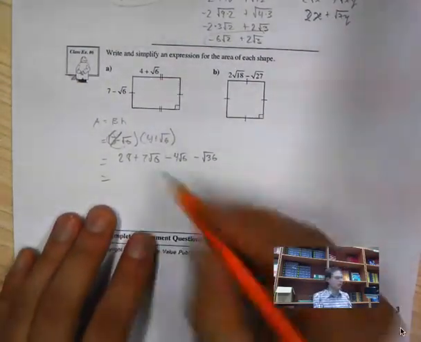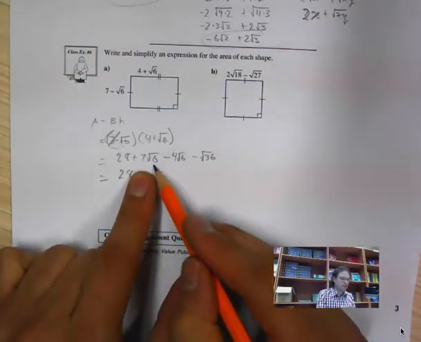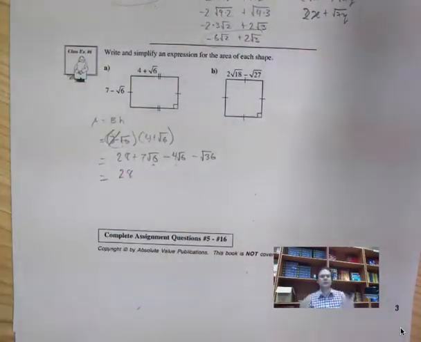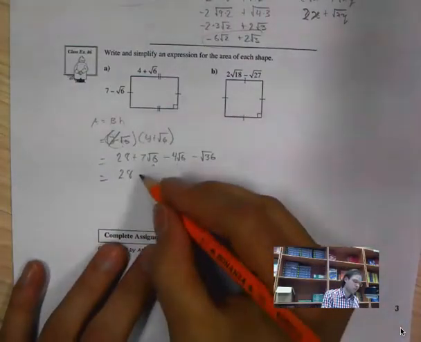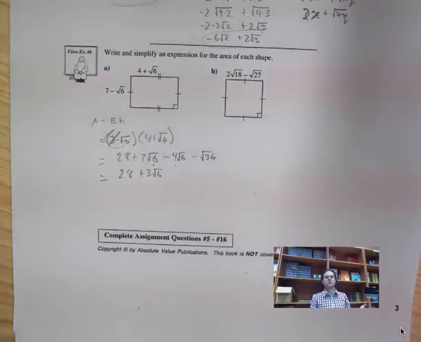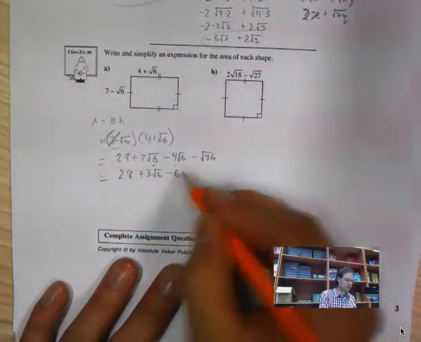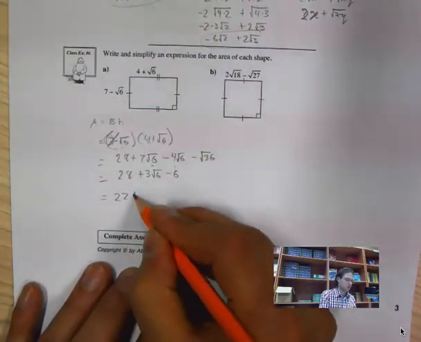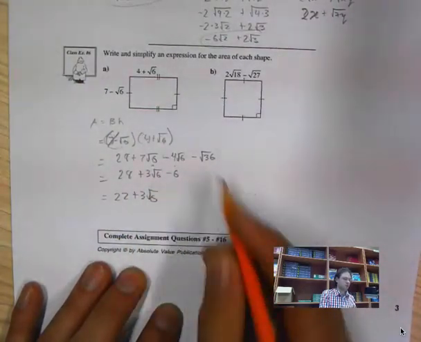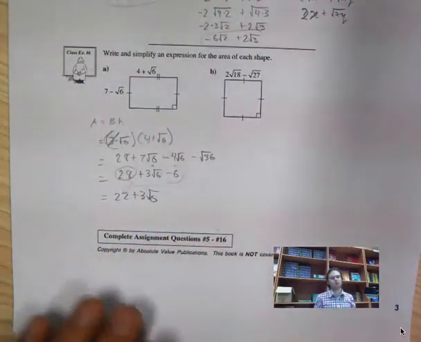Let's just continue this. We're going to get 28. And we have 7 root 6. These two are the same radicals. So if I have 7 and I take away 4, I'm going to be left with 3 root 6's. And then the square root of 36 is 6, so minus 6. So that's 22 plus 3 root 6. Because now I have 28 and a number, I can combine these and that will give me 22.